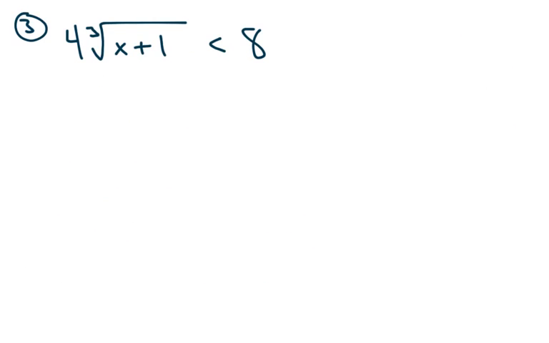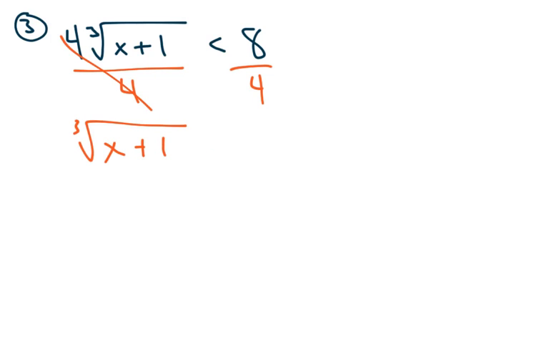Let's try one more here. We've got 4 times the cube root of x plus 1 is less than 8. So the steps remain the same. Get the radical by itself, and we've only got one step to do here. Going to divide both sides by 4. So we'll have the cube root of x plus 1 is less than 8 divided by 4, which would be 2.